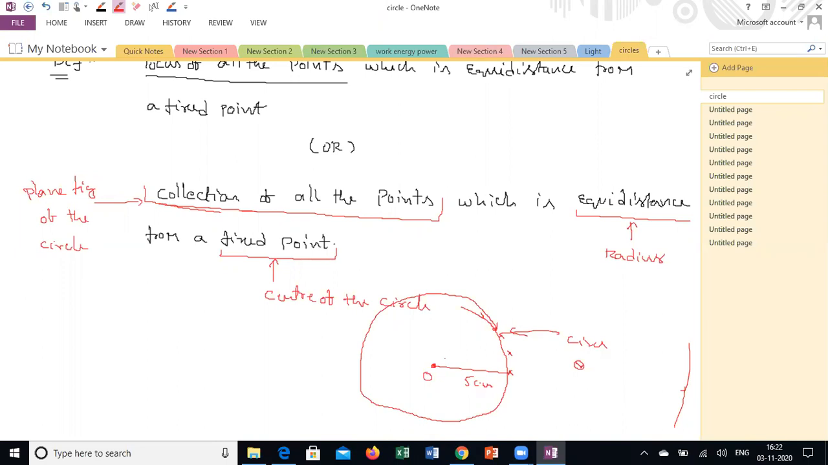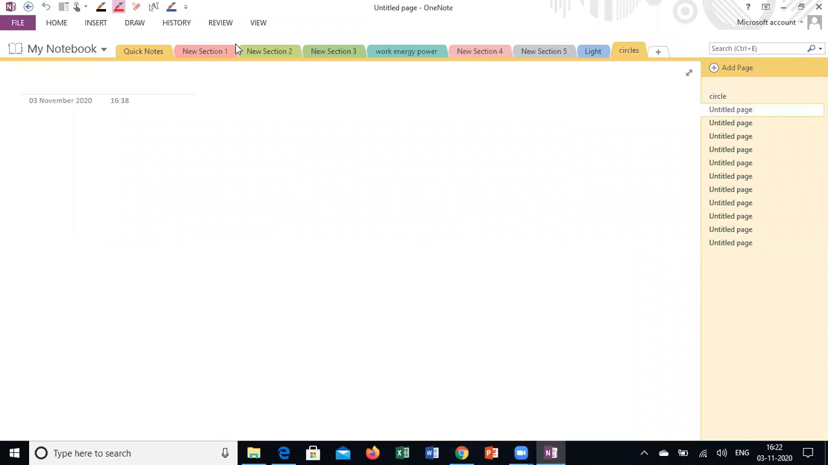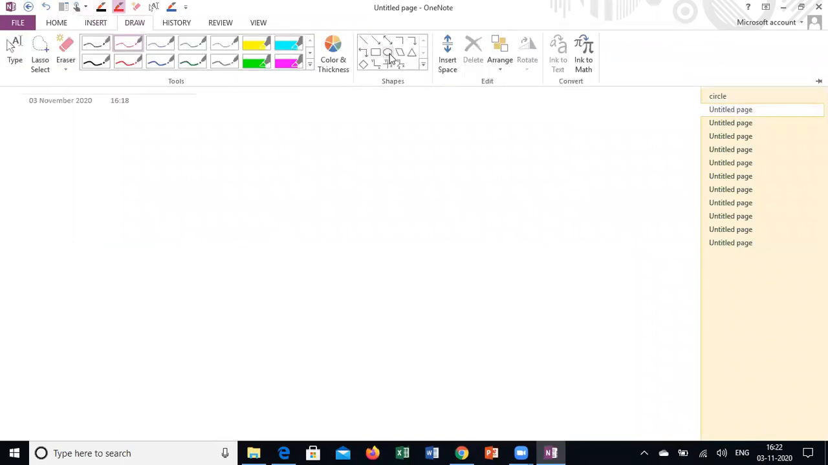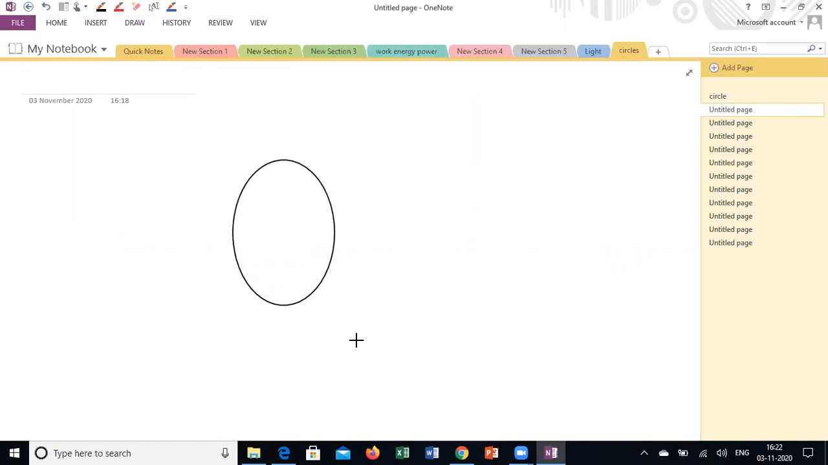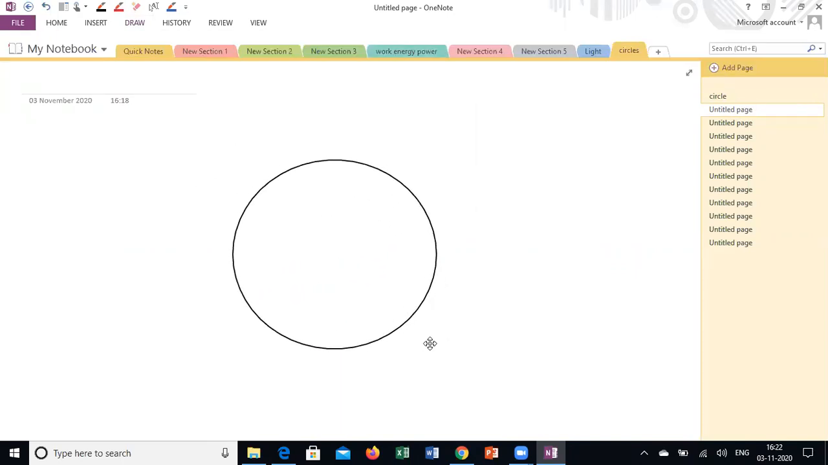Is it clear? Any doubt in this? No doubt, sir. After this, we discuss the different parts of the circle. Anyone can explain the different parts of the circle? Radius, diameter, tangent, secant, chord. First I am starting with secant. Secant is a line which will intersect the circle. Am I right? This is a secant, correct? Yes, sir.